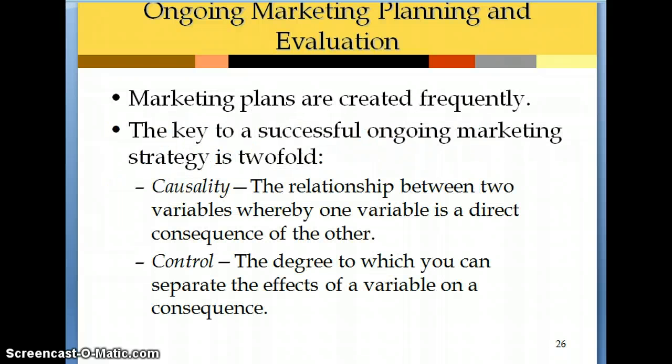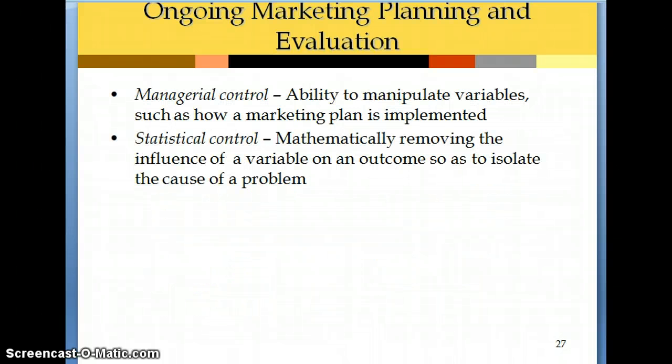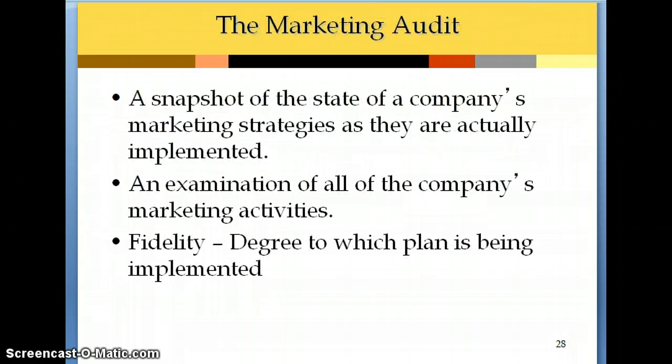So marketing plans are created frequently. The key to a successful ongoing marketing strategy is twofold. Causality, this is the relationship between two variables, whereby one variable is a direct consequence of the other, and control, the degree to which you can separate the effects of a variable on a consequence. Marketing control is the ability to manipulate variables such as how a marketing plan is implemented, and statistical control is mathematically removing the influence of a variable on an outcome so as to isolate the cause of the problem.